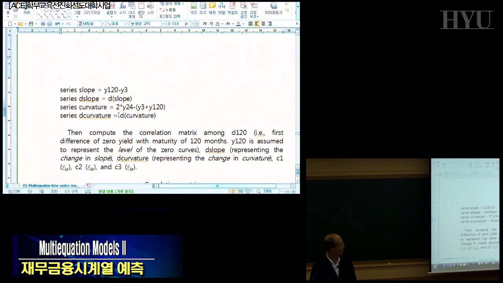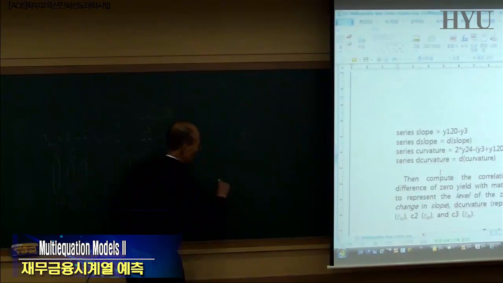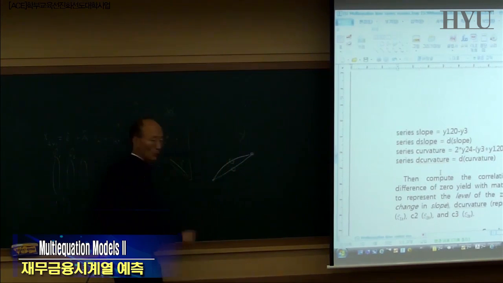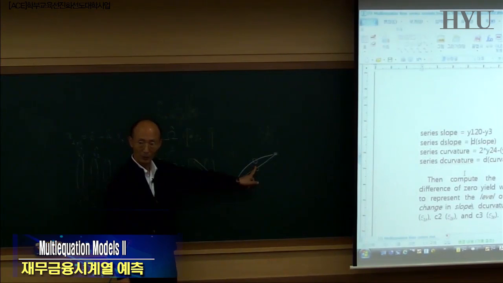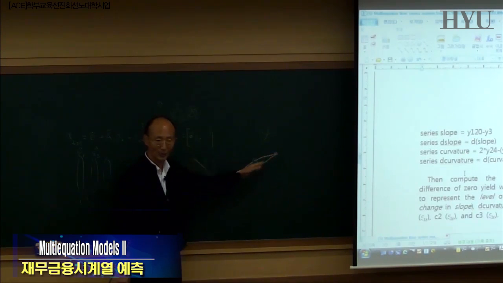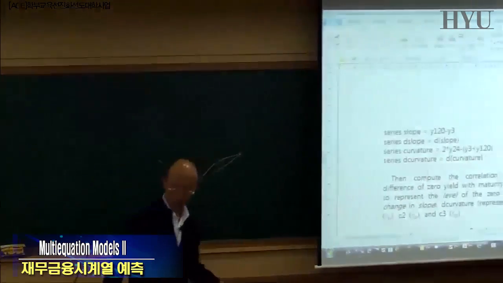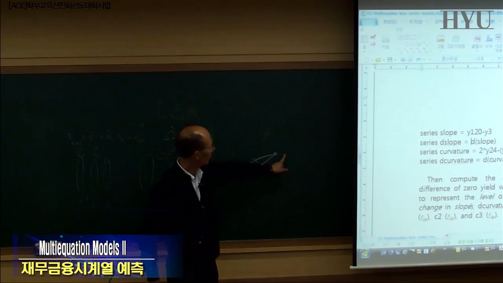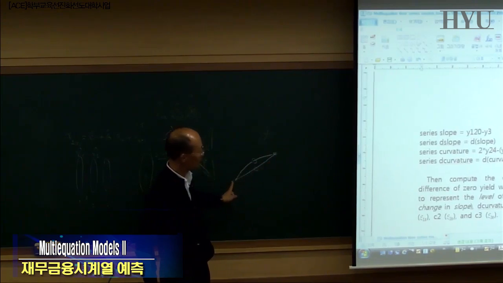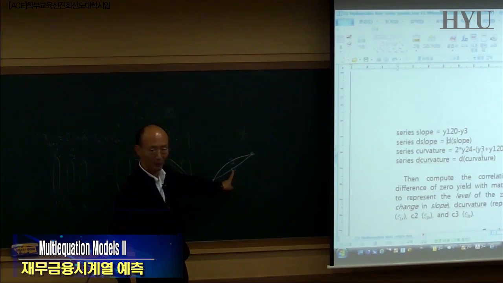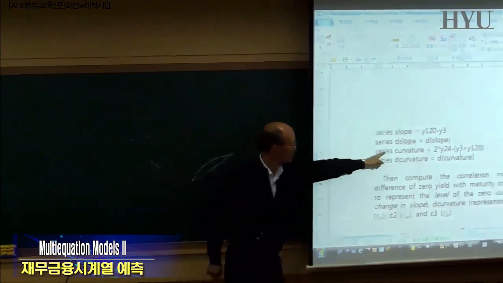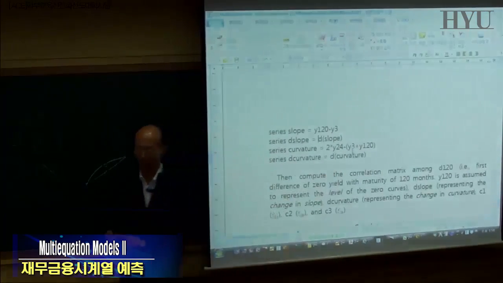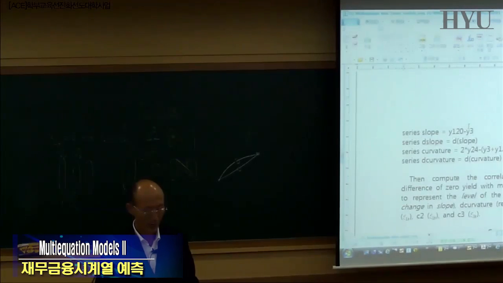And also, what is curvature? Curvature is to compare two numbers against a straight line, this number and that number. This is curvature, right? If this is the same, then it's a straight line. If this is positive, then it is curved like that, right? So I pick 3, and 120 months, so 10 years, and 3 months, and 2 years to calculate this, and also I take the difference. Okay?